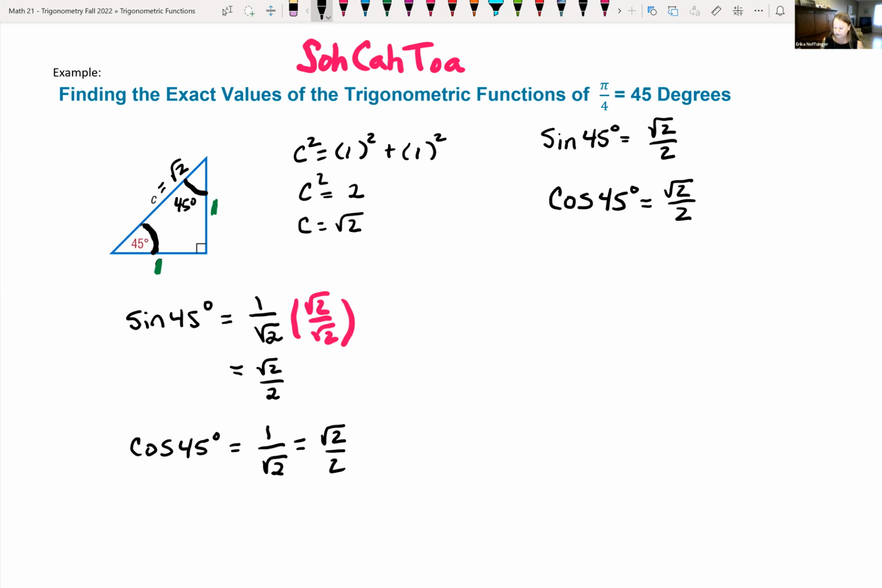We could have done this a little differently. We had seen in our last class period the cofunctions. So we could have looked at this as sine of 45 degrees is the same thing as cosine of 90 degrees minus 45 degrees, which ends up being 45 degrees. So we could use that if we wanted to. Tangent of 45 degrees. Well, this is opposite over adjacent. So opposite of 45 degrees is 1 over the adjacent, which is 1. And so we get that tangent of 45 degrees is 1.